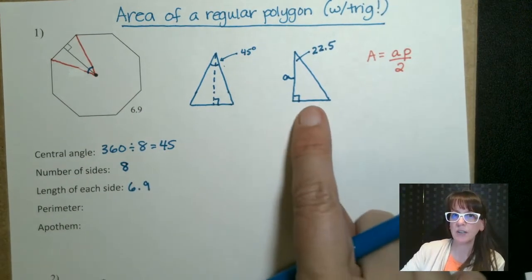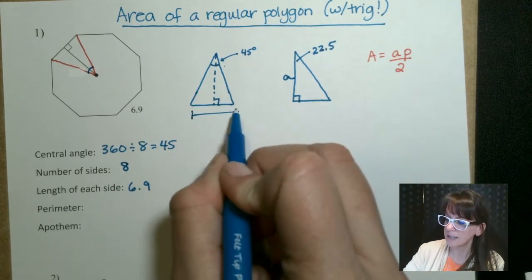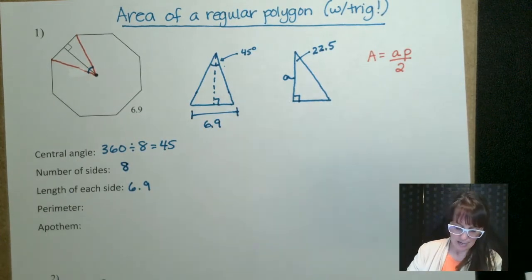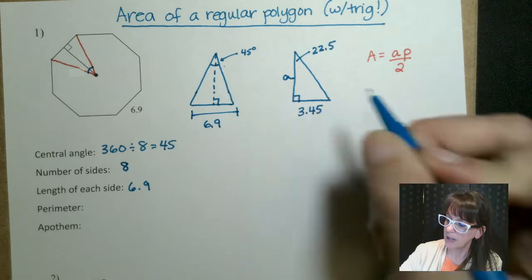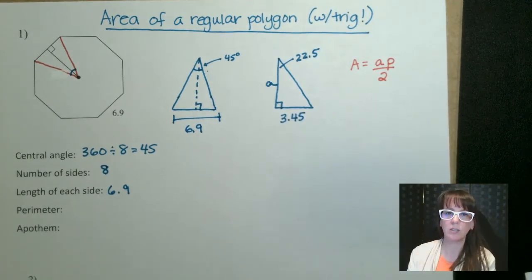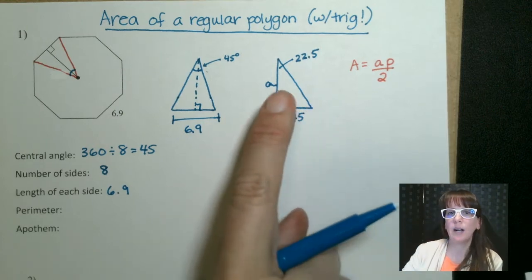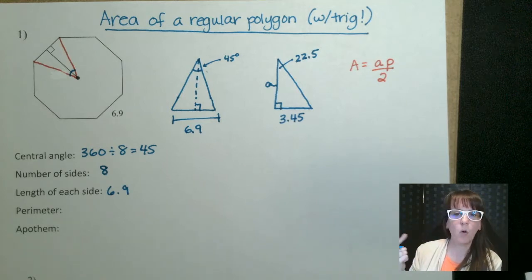Now, the other information that I have is this down here. Remember, this whole thing is 6.9, but I only need half of it. So if I cut that in half, I end up with 3.45. Okay, so now I have enough information. I have one angle. I know it's a right triangle. I can use some trig here. This is my hypotenuse, and I'm not involving my hypotenuse at all. So we're not going to use sine or cosine. Instead, what we can use is tangent.